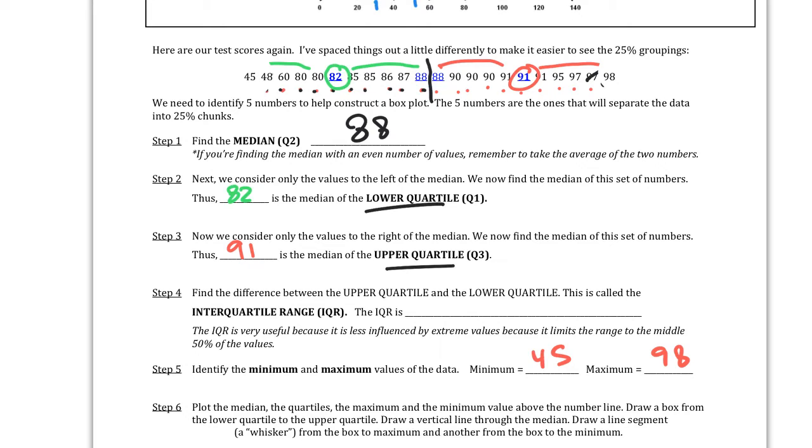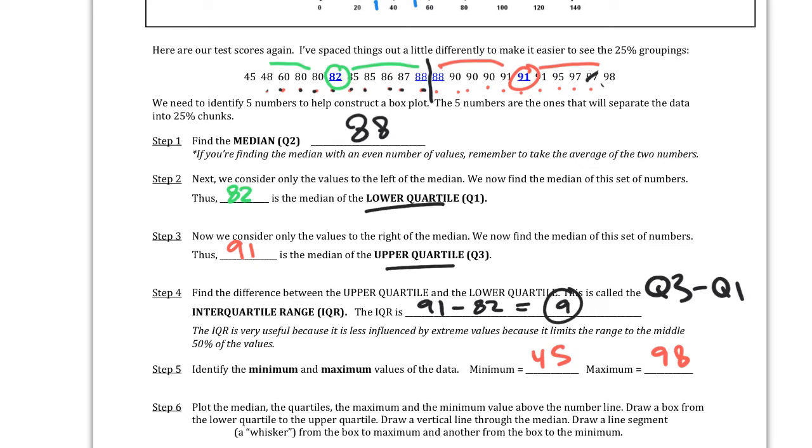Find the difference between the upper quartile and the lower quartile. In other words, this is Q3 minus Q1. We call this the interquartile range, or IQR for short. So the interquartile range is 91, that's Q3, minus 82, which is Q1, and that is 9. Okay, so the IQR is 9.